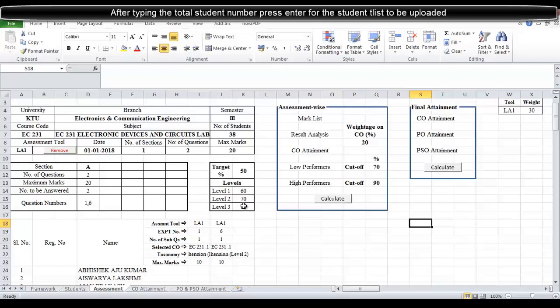If the number of students, 50 percent of students, achieve more than 70 percent, we will say that level 2 has been attained. Similarly for level 1. Since it's a lab course, I am going to give this as 90, this as 80, and this as 70. Again, based on department, you can change. It does not matter, because from program to program, the final attainment has no relation between one program and another program.